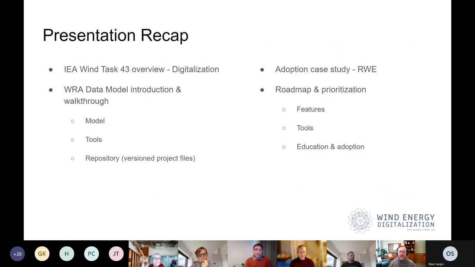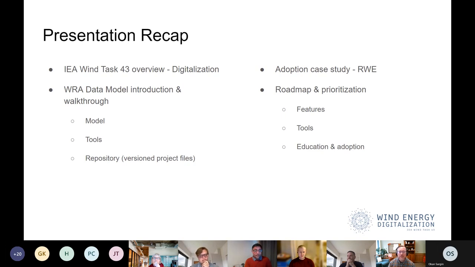So we started off the day, for those that are completely unfamiliar or perhaps looking for a status update, on IEA Wind Task 43, digitalization within the wind industry. That's really the sponsoring organization, if you like, and sponsoring task within IEA Wind for this data model effort. Jason shared a bit of an overview about that, along with links. You can check those out in the chat, as well as in the recording later on, for how to stay in touch on the task as a whole, whether you're interested in this data model and other aspects, other work that the task is doing.